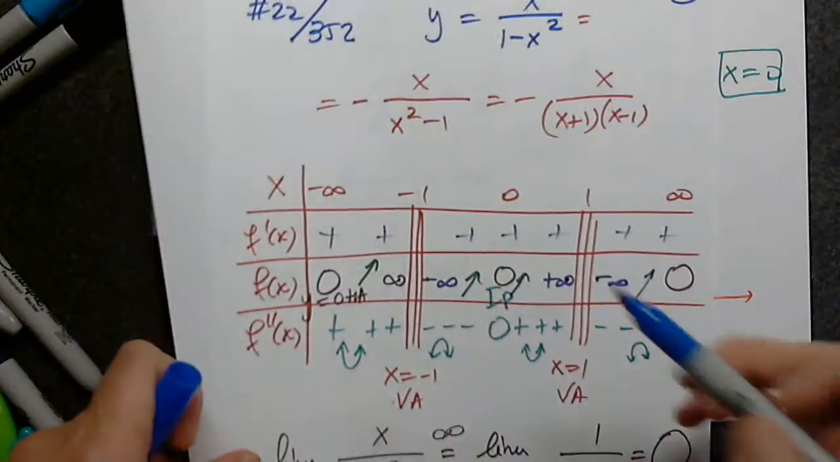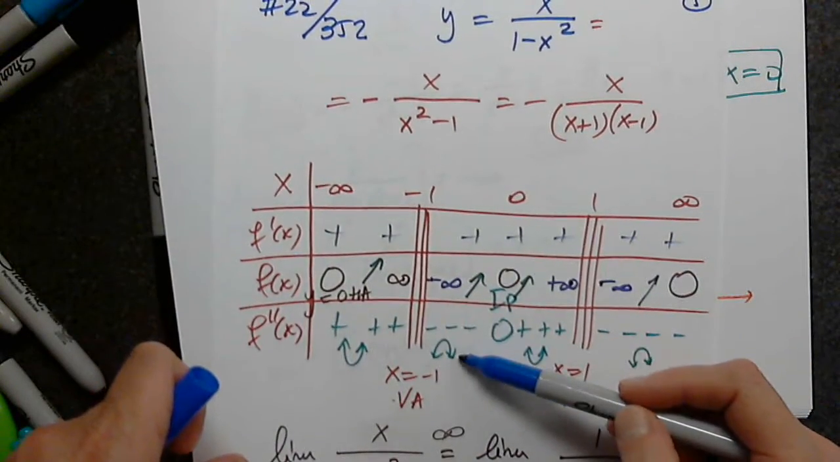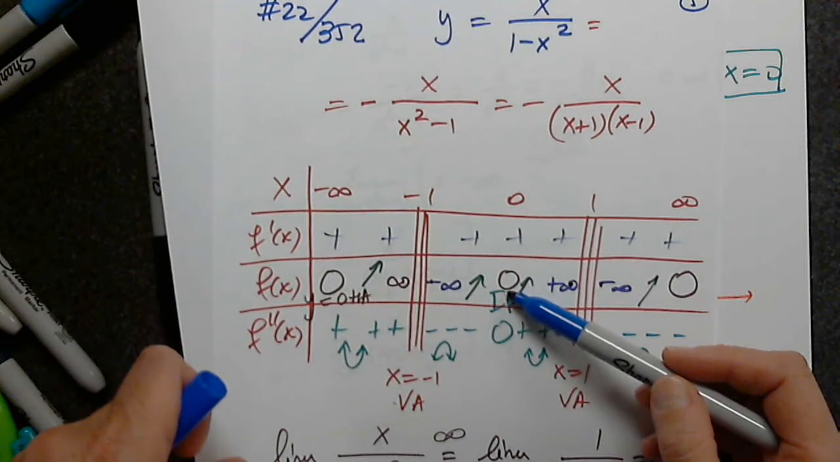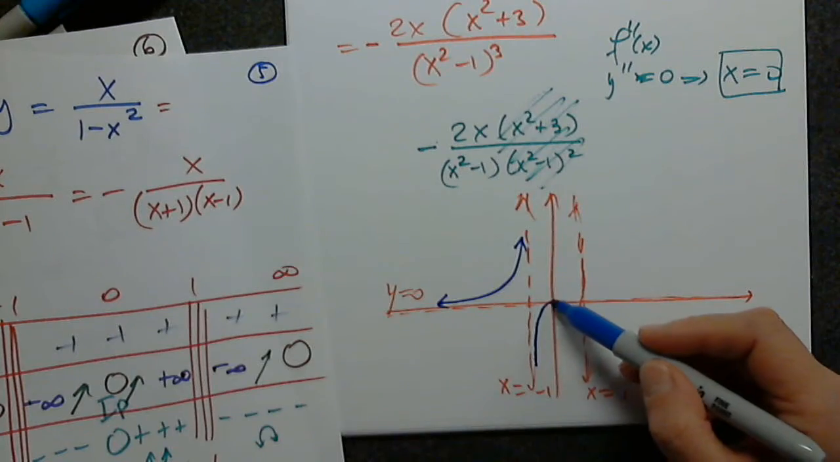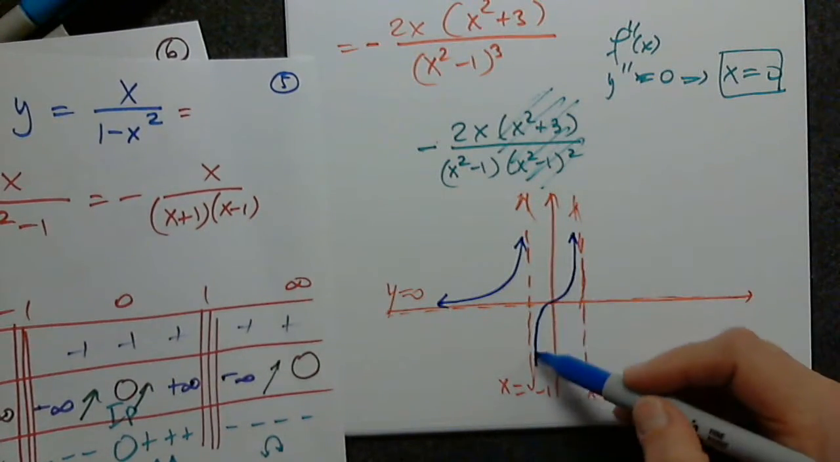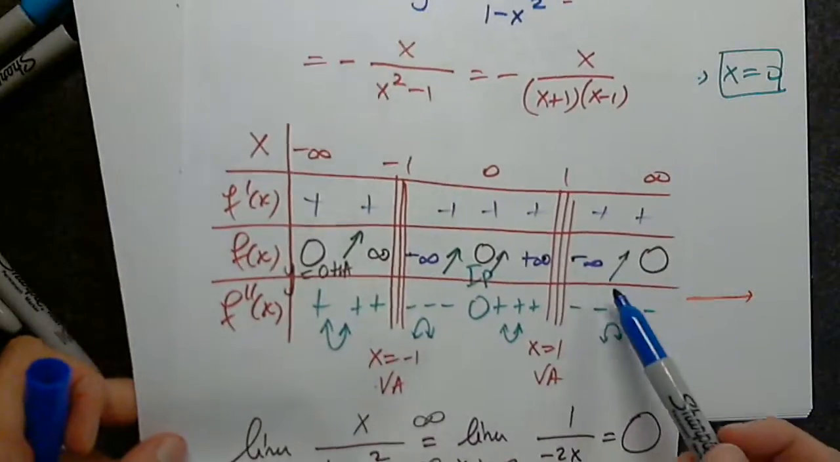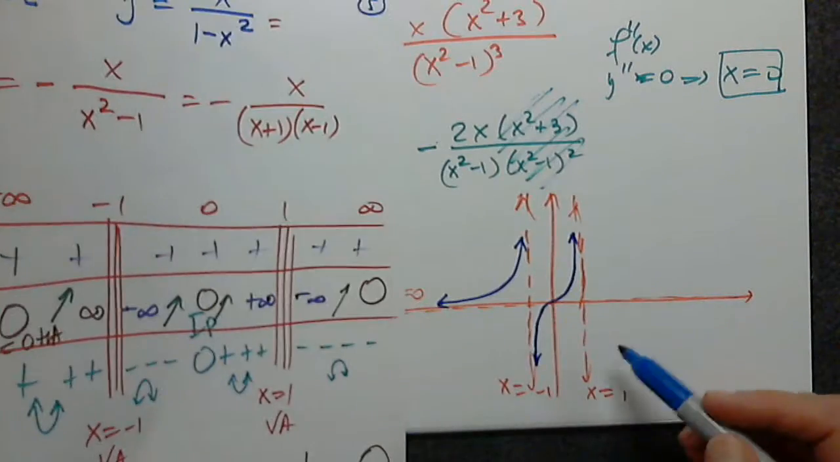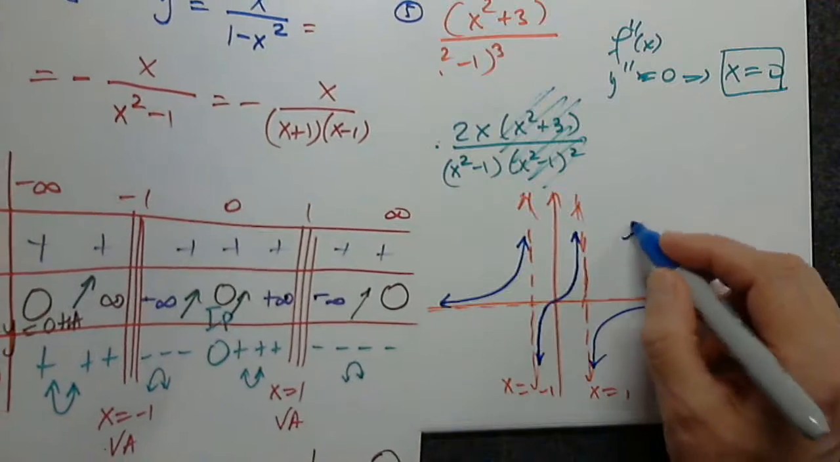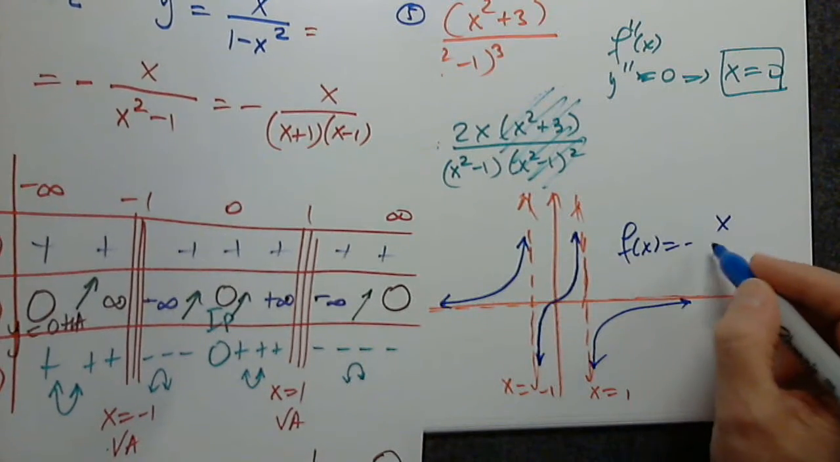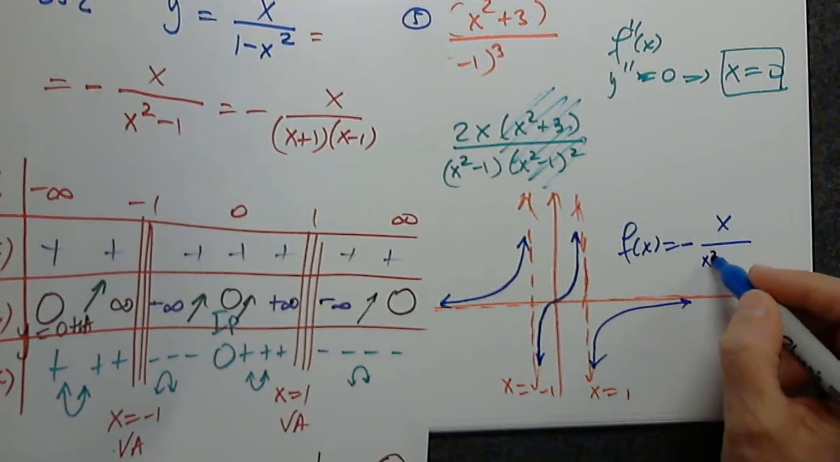Then the function comes from negative infinity opening up, changes concavity, opening up and going to infinity. No problem, as expected. And then on the other side, from negative infinity to 0, increasing all the time. And this is the function f of x, negative x over x squared minus 1.